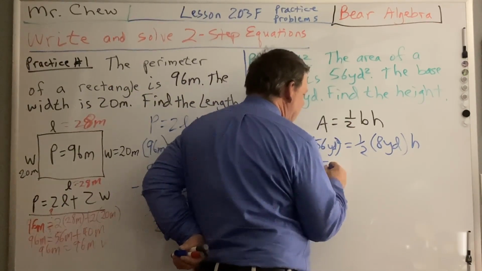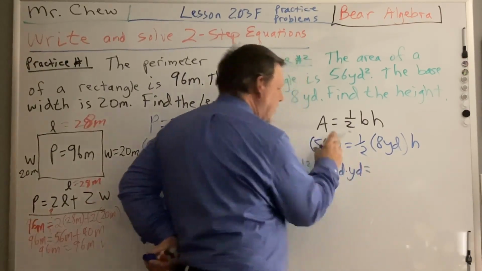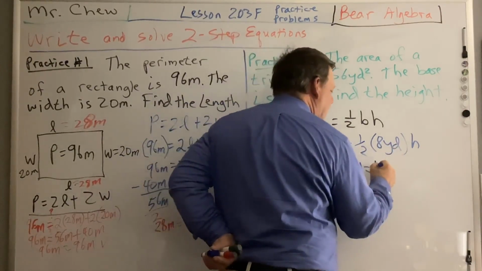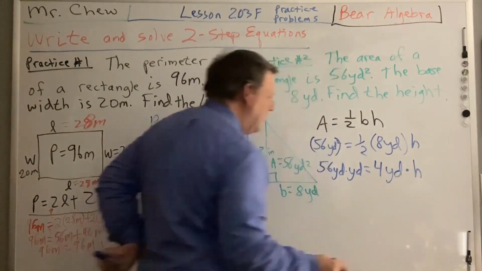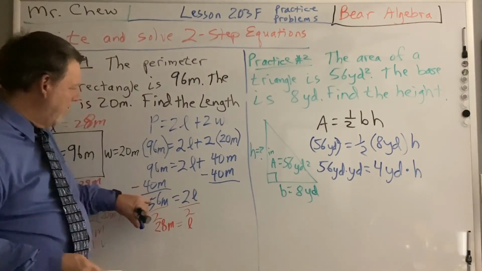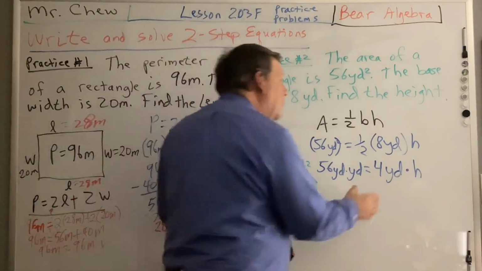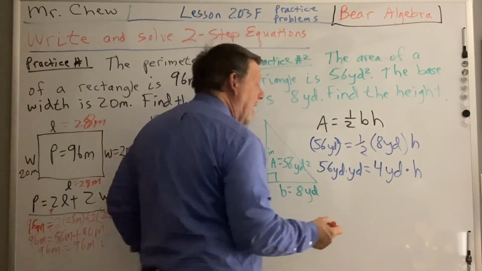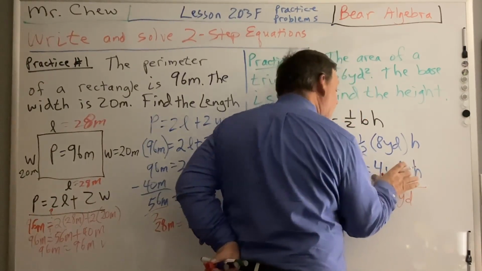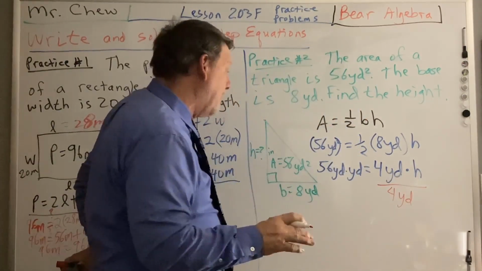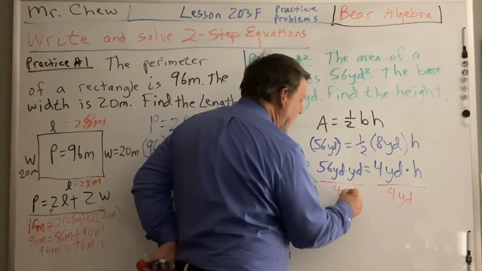So this is 56 yards times yards. That's what yard squared means. And 1/2 of 8 yards is 4 yards. And then we have it times H. Now, when we got to this point right here, what did we do? You do the inverse operation of doing something that's going to allow us to reduce this just to an H. So I'm dividing by whatever you're multiplying by using the division property of equality. But if I divide the right, I have to divide the left.